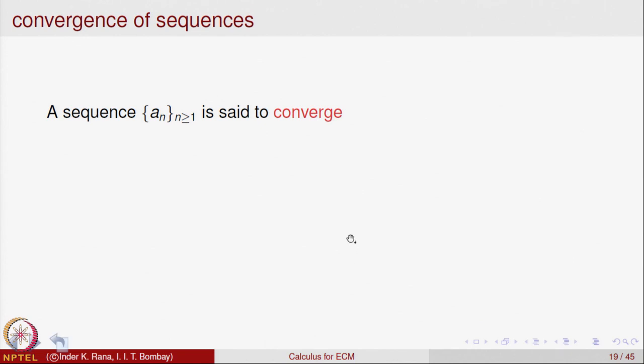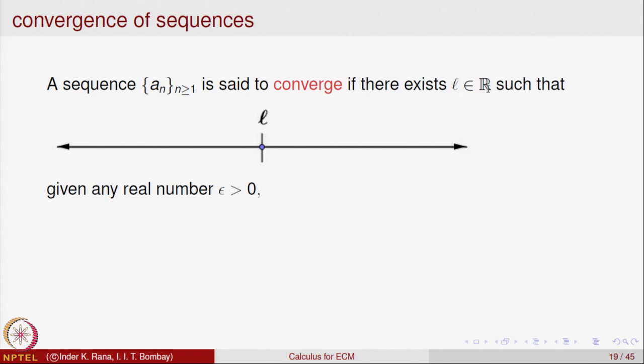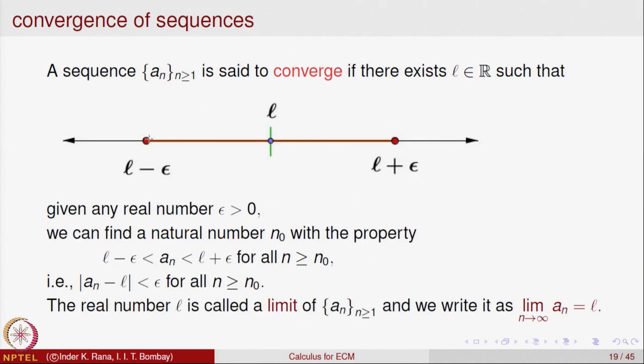A sequence a n is said to converge to a value L, which is a number, if there exists a number L. We say a sequence converges if there exists a number L which has the property that given any number epsilon, this is a Greek letter epsilon, given any number epsilon bigger than 0, if I look at L minus epsilon and L plus epsilon, then all the terms of the sequence a n should lie between L minus epsilon and L plus epsilon for all n bigger than or equal to 0. I can write this also as the distance between a n and L is less than epsilon for all n bigger than 0. Let us try to understand this.